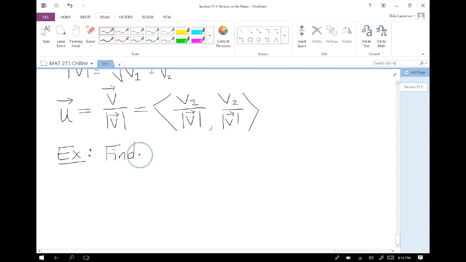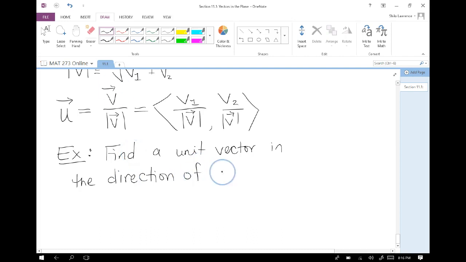So for our first example, we are going to find a unit vector in the direction, which means we like the direction of the vector we're given, but we want to shrink it down to only have a magnitude of 1. So I want to find a unit vector in the direction of vector v, which has components 5, -2.